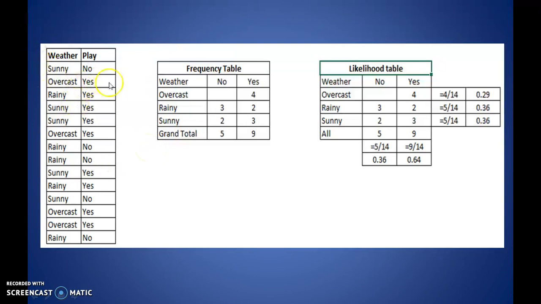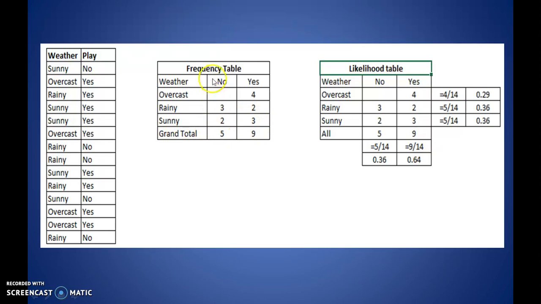Then we have the weather and play. If it's sunny, it says no, and if it's overcast, yes, and if it's rainy, no, and if it's rainy again, no. So these are the various probabilities that we have for weather and play. Here we have the frequency table: if the weather is overcast, then yes is 4; rainy, 3 no and 2 yes; and sunny, 2 no and 3 yes.